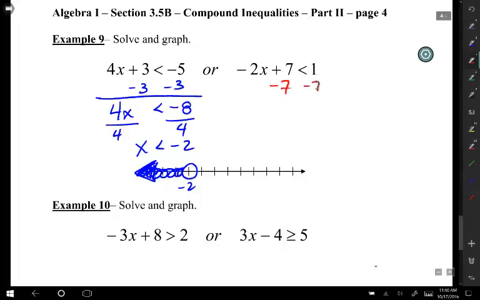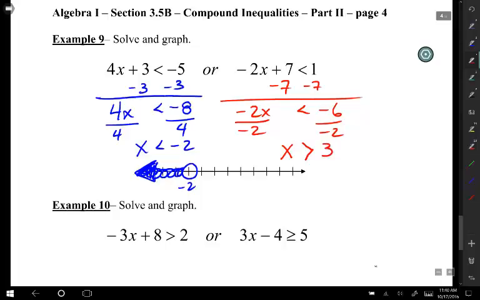Subtract 7. So negative 2x is less than negative 6. Christian, you want to finish it? Divide by negative 2. Did you hear what he just said we're dividing by? Negative, right? Which means we flip. Okay, so the sign flips from less than to greater than. And that becomes a positive 3.